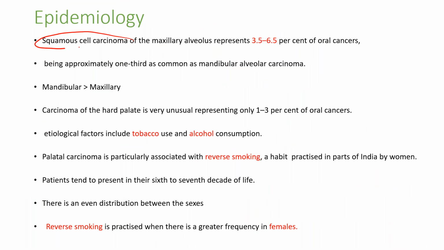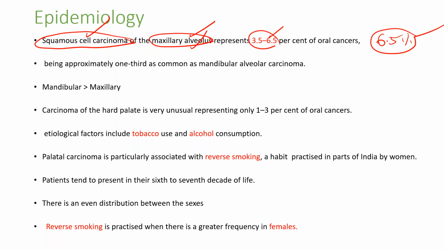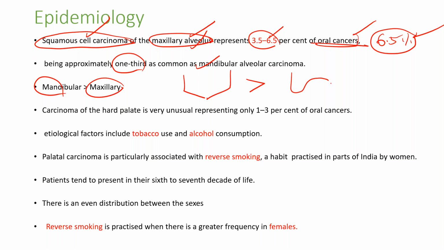As you know, this is squamous cell carcinoma of the maxillary alveolus. That's why we are discussing the maxillary alveolus. It is a bit rare, almost 6.5% of the total oral cancers, being approximately one third as common as the mandible. So the mandible is more than the maxilla. Whenever you take the tumors, the mandible is more than the maxilla. You should remember it like this: this is the mandible, and this is the maxilla.